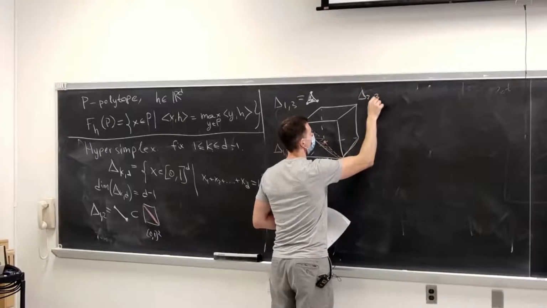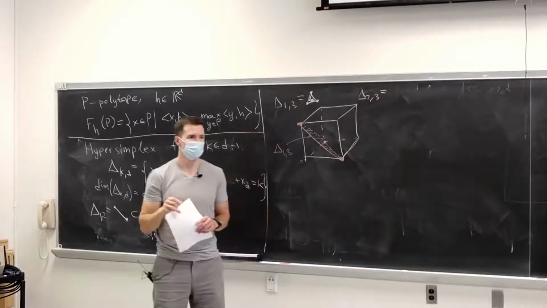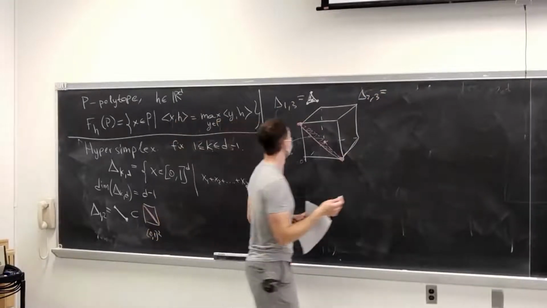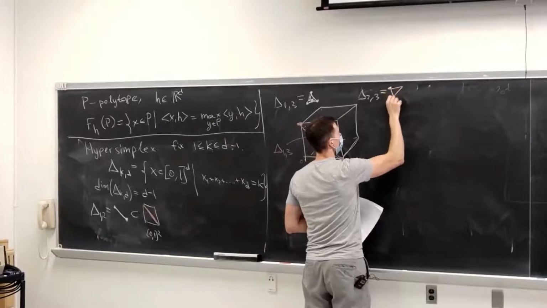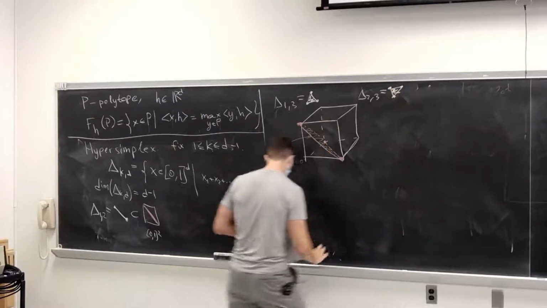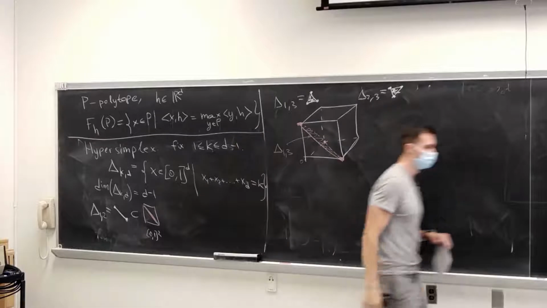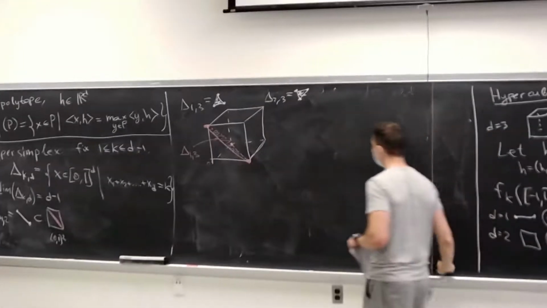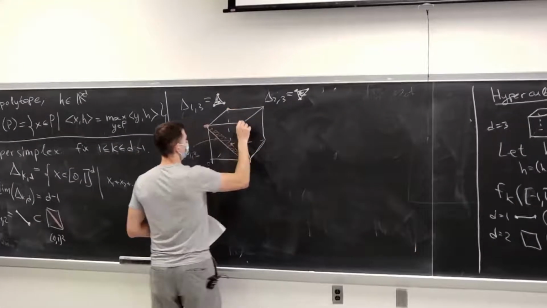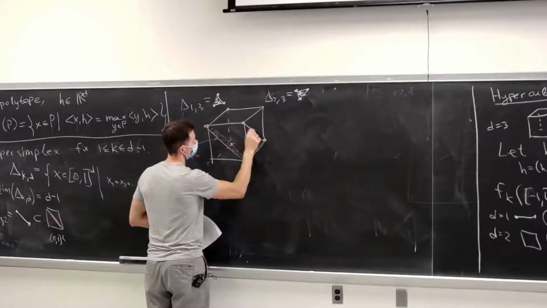Delta 2, 3 is what? Same thing, but flipped. Yeah, okay, so here, like this, which in this picture is the convex hull of these 3 points.